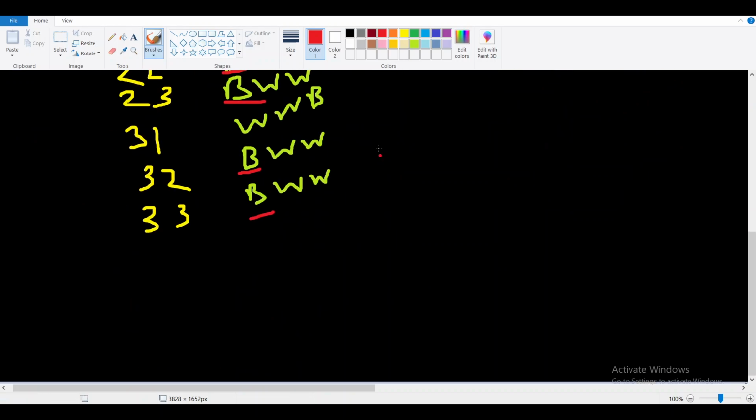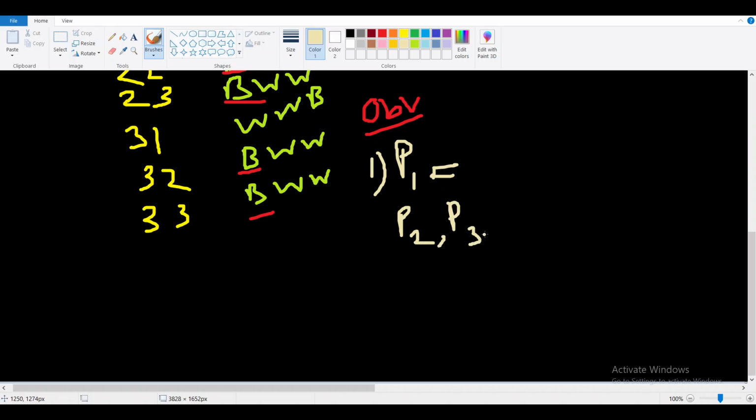So what is the observation? The first observation I have made is that the probability of the ball being at the first position is something, let's say P1. And the probability of the ball being at 2, the ball being at 3, and the ball being at anything other than 1, is the same.